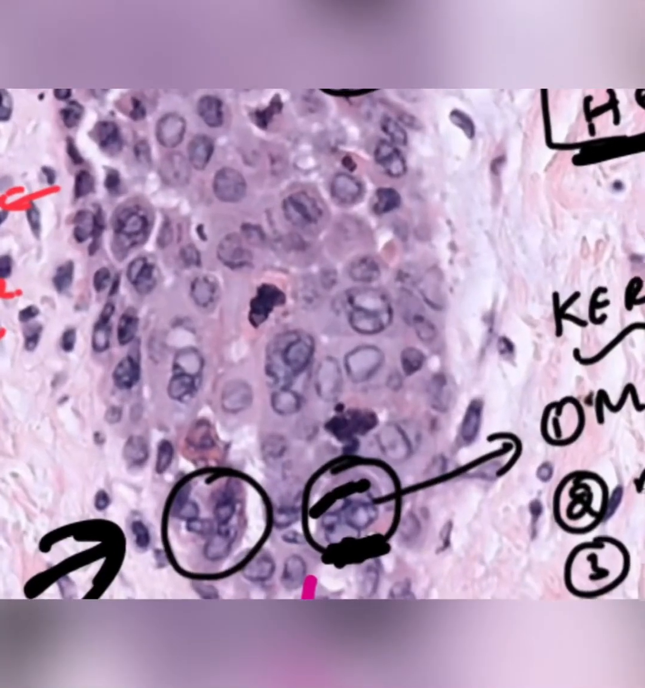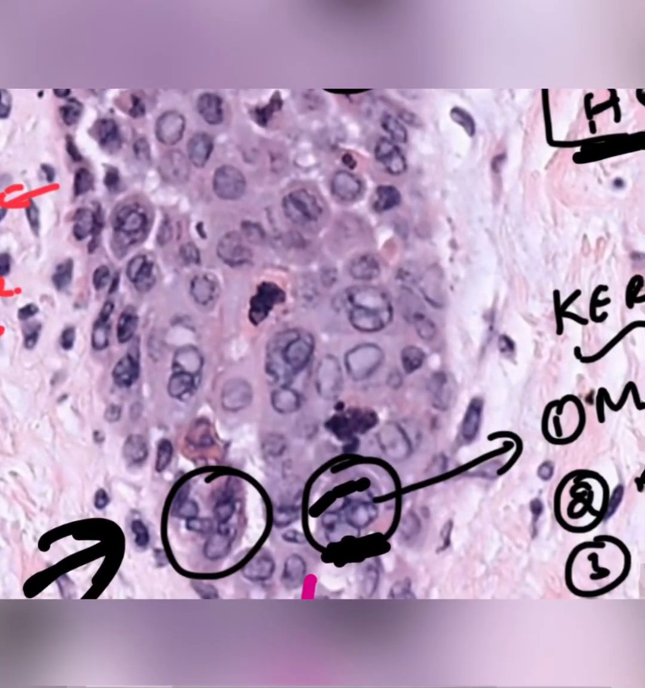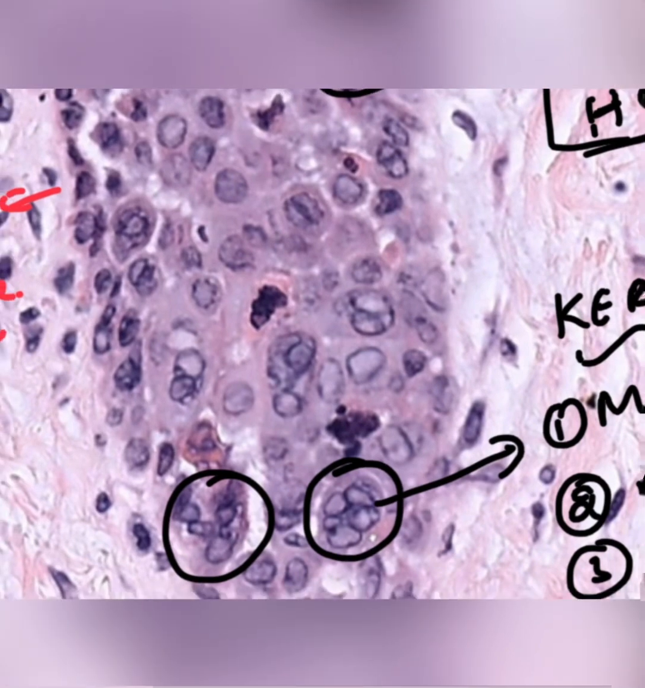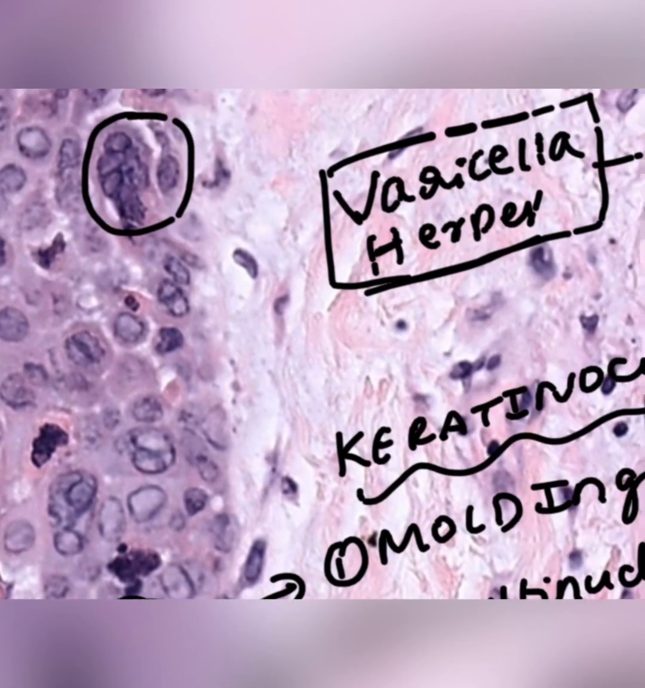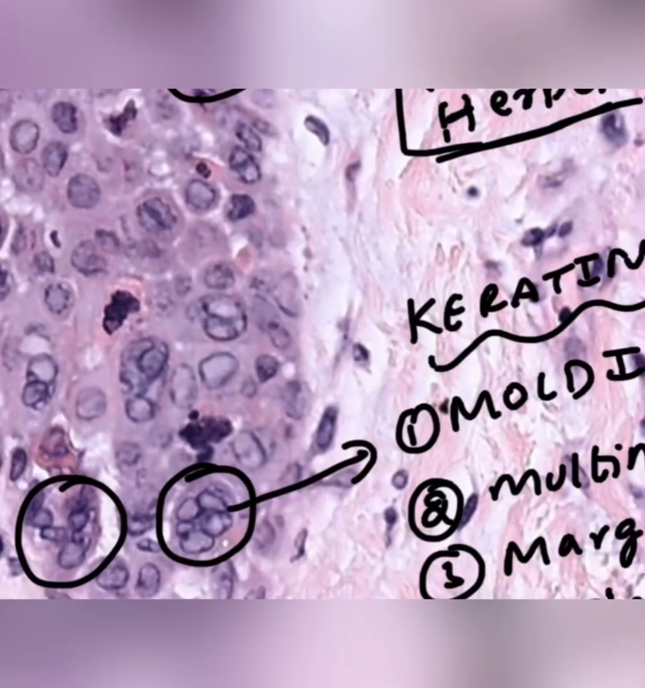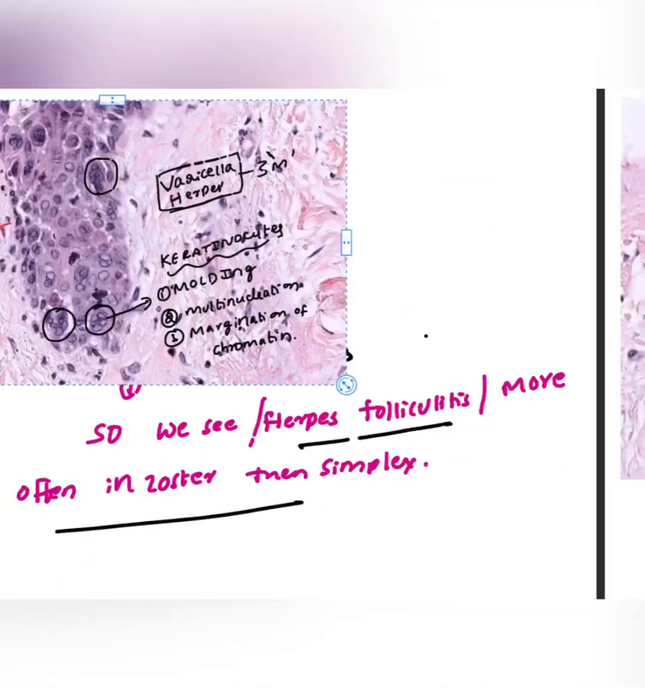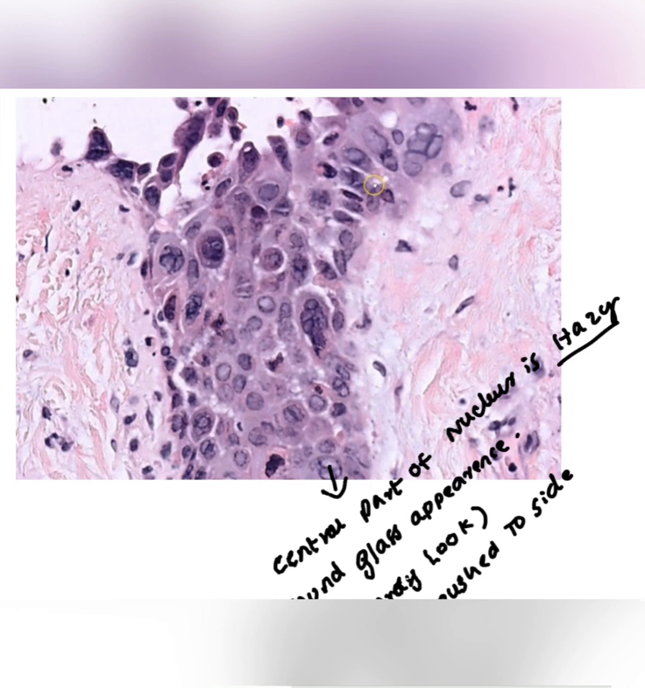All the cells you can see here are enlarged, and you can see this cell with a pale slate gray appearance, which is seen in both herpes and varicella virus. And thus you can differentiate other immunobullous disorders from viral infection.